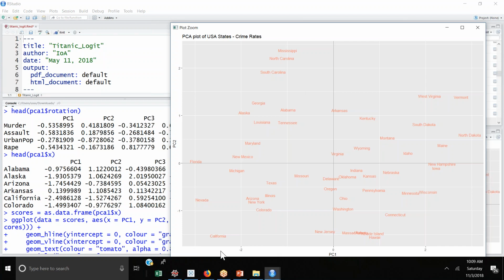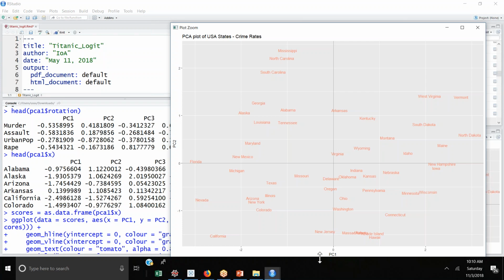The x-axis is PC1, the y-axis is PC2. Listen very carefully, because this is what matters here. PC1 refers to reduced crime in general. All crimes are reduced. On the other hand, PC2 refers to a lot of murder and assault, but extremely less urban population and rape. That is why these things come out like that, versus this way: murder more here, assault more, but less urban population and less rape.